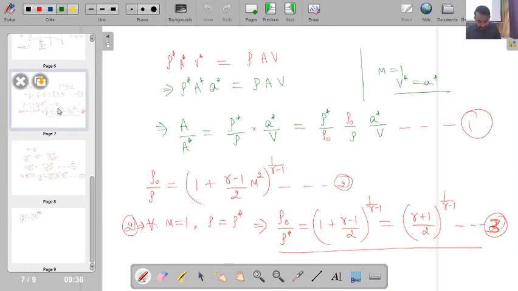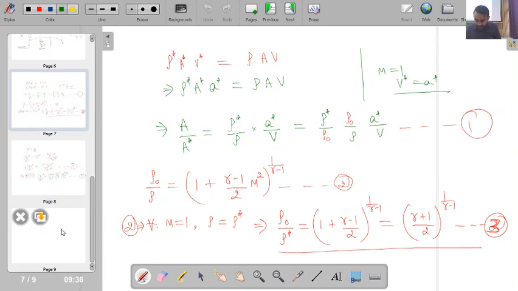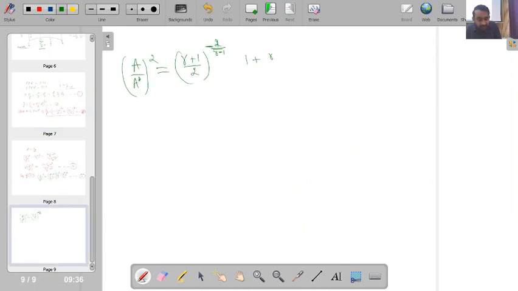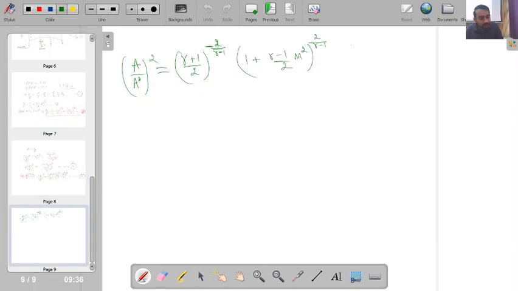Then the second term is rho naught by rho square. So rho naught by rho we have already calculated. That will be becoming 1 plus gamma minus 1 by 2 M square, and this power 2 by gamma minus 1. Fine. And then I will be having the ratio of a star by V square. So a star by V square is this value, 1 plus gamma minus 1 by 2 M square divided by gamma plus 1 by 2 M square. Fine.